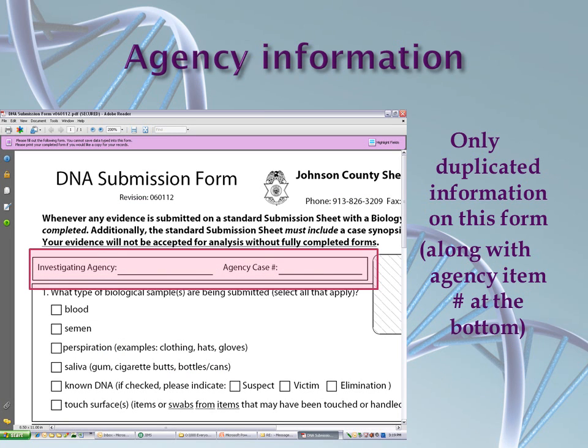This next section is simply the agency case information. So just which agency and the agency case number. This information is duplicated from the laboratory submission form, but that is so we can identify this form back to a case if necessary. Also, there will be a place at the bottom of the form to add the agency item numbers, and that also will be a duplication, but that should be the only area where information is duplicated from the laboratory submission form.